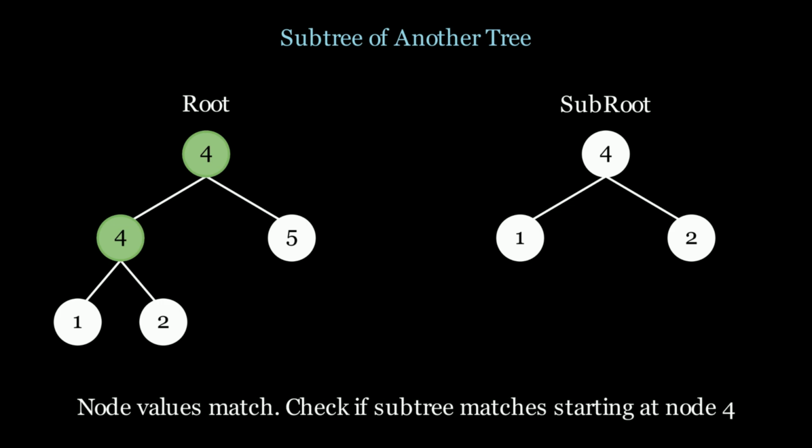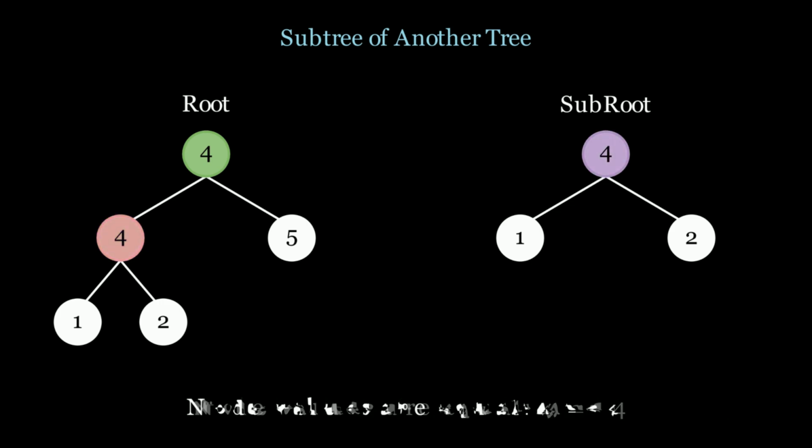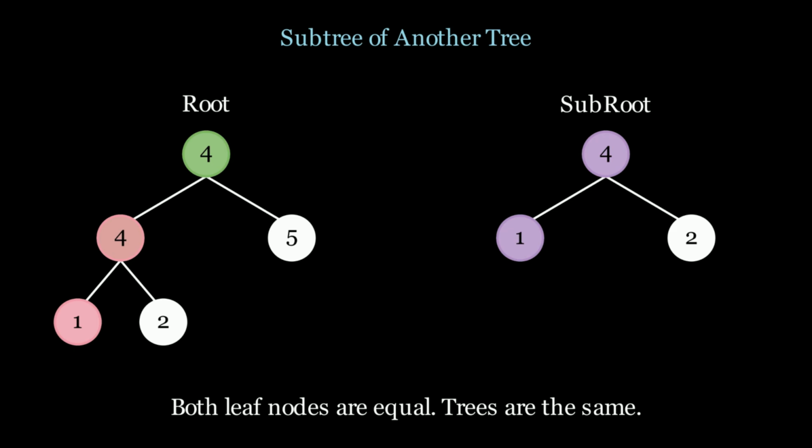Let's check if these two subtrees are equal. We're going to start a new recursive call, and we're going to recursively check if these two trees are equal. So 4 is equal to 4. We're good for the root node. Now let's recursively check the left and right children. So we go to 1. 1 is equal to 1, so we're good. And on top of that, these are both leaf nodes.